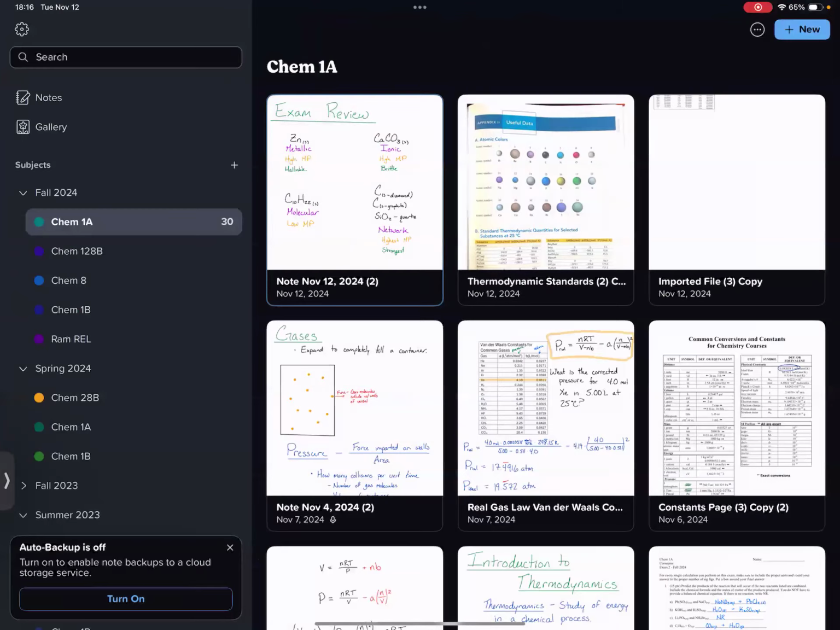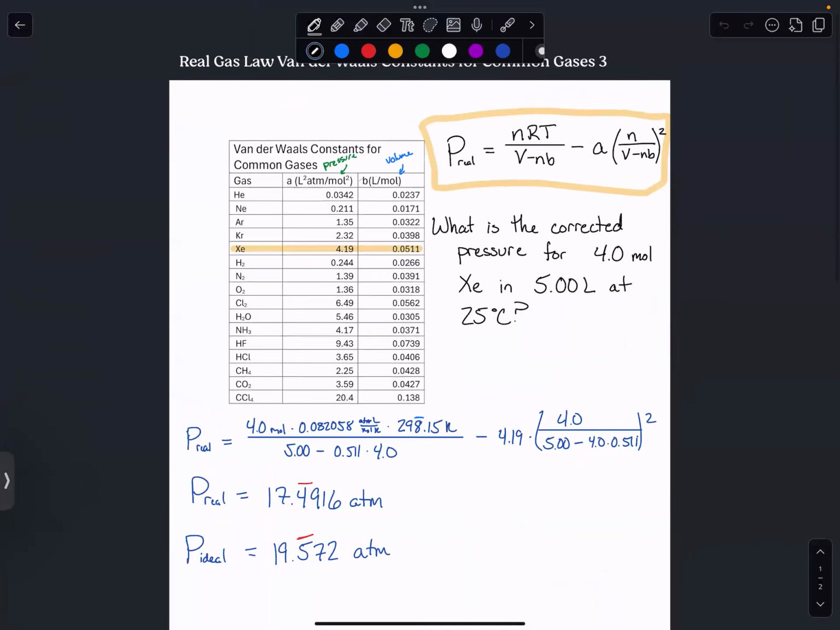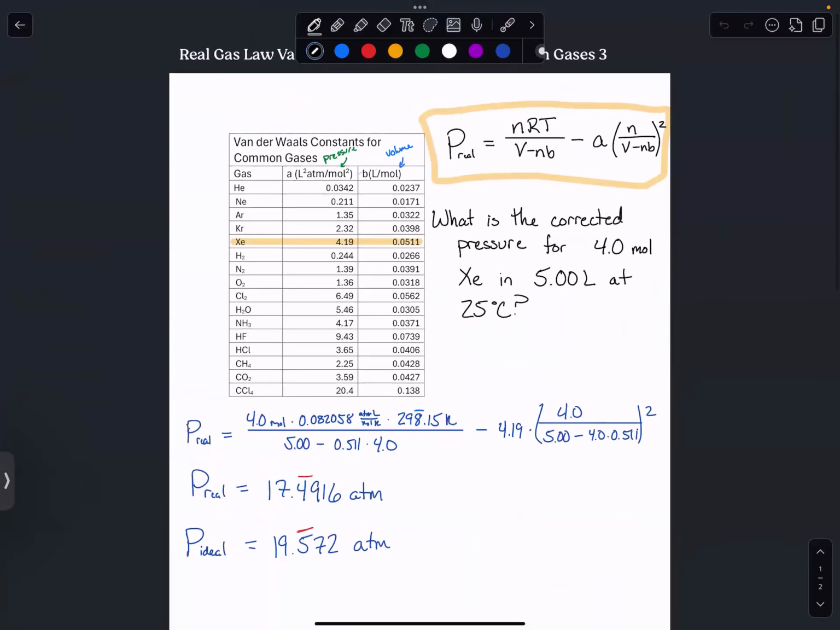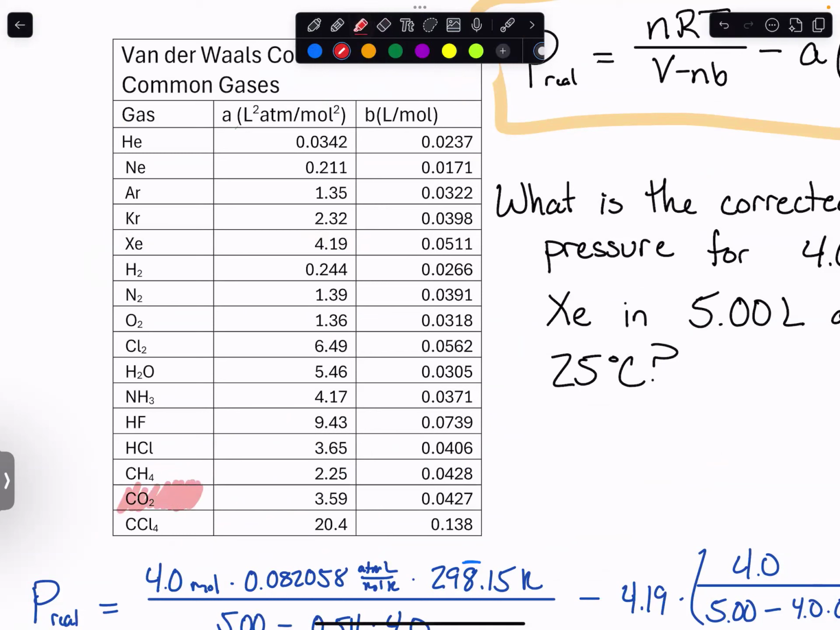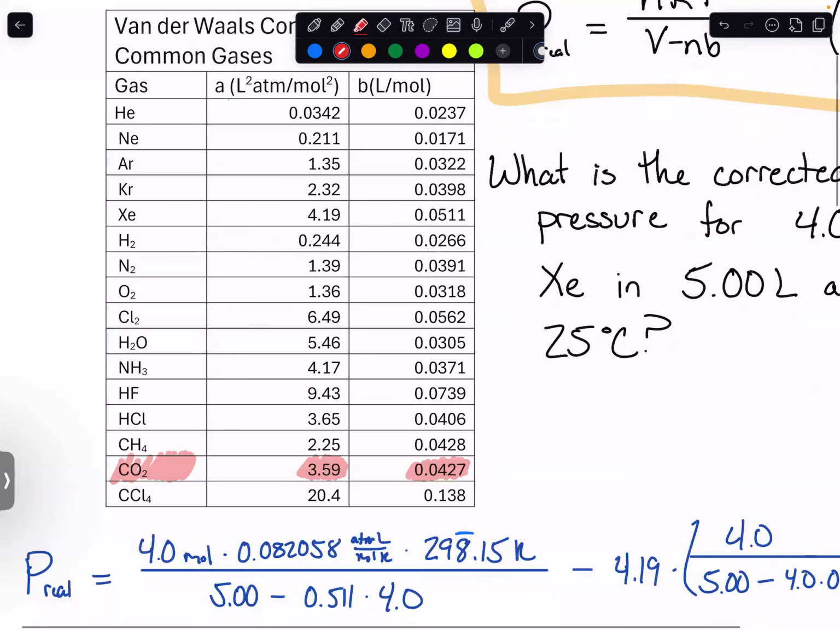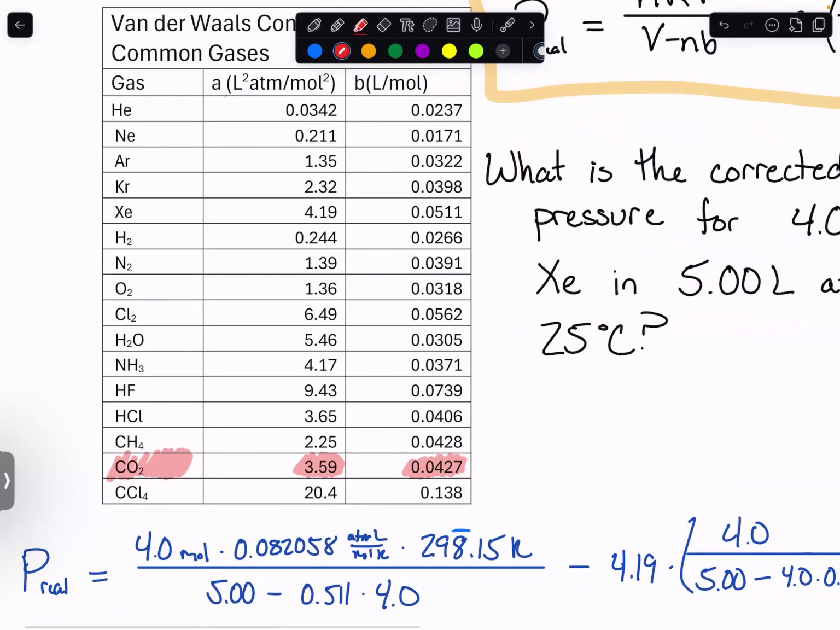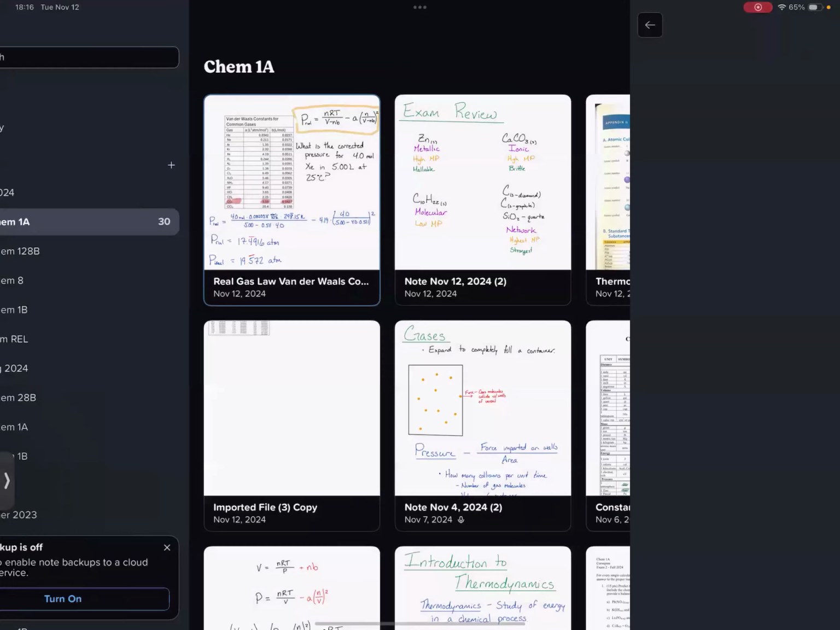What we do need is that value of b from our table. So let's ignore all this. Let's kind of zoom in. We are talking about carbon dioxide. And we have two values. The first one is that pressure correction factor. What we need is the second value here, our volume correction factor: 0.0427.